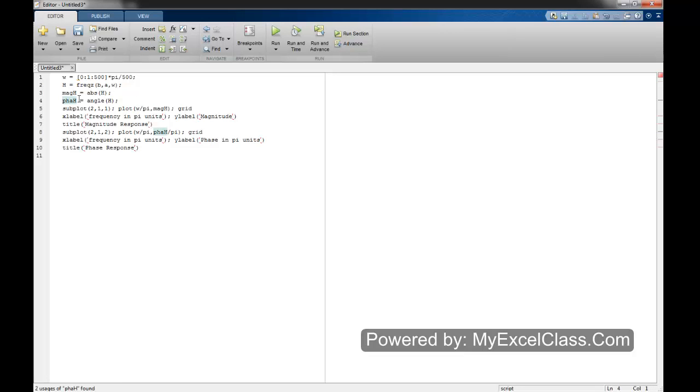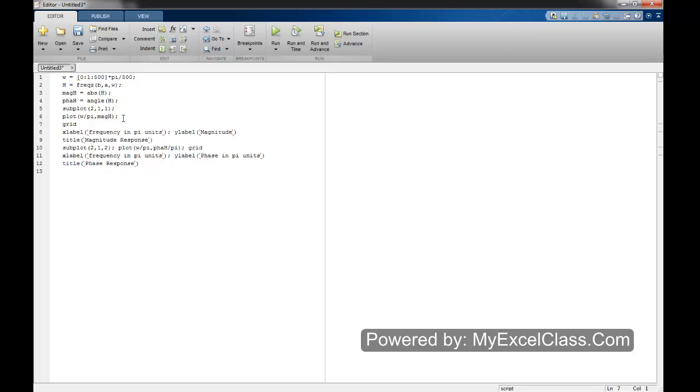So magnitude, mag h, computes the absolute value of h. Phase will compute the angle of h, and subplot will divide your plot. Grid will be on, and I'm labeling the x axis, and the y label will be magnitude.